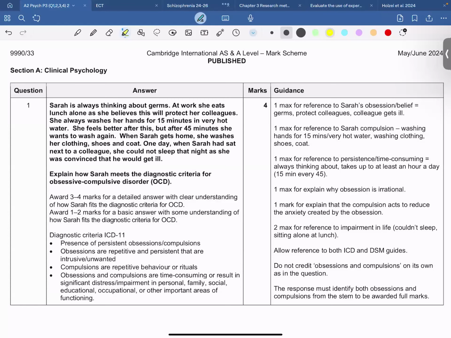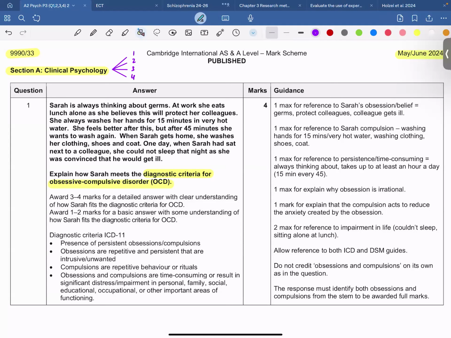Hello, everyone. In this revision lesson today, let's discuss the diagnostic criteria for obsessive compulsive disorder. To help you with this revision, I have picked up this paper from May June 2024, variant 3.3. And of course, we are catering to section A, that is clinical psychology. Remember, in paper 3, questions number 1, 2, 3, and 4 are all based on clinical psychology.